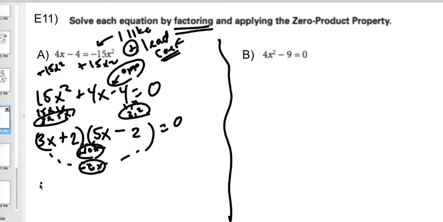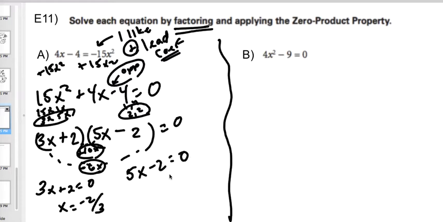equals 0. So either 3x plus 2 is 0, which is going to give me x equals negative 2/3, or 5x minus 2 is 0, which is going to give me x equals positive 2/5, right? Those are my two answers.